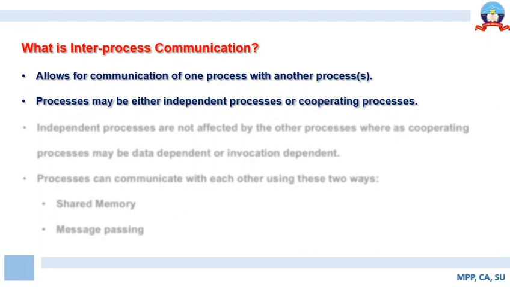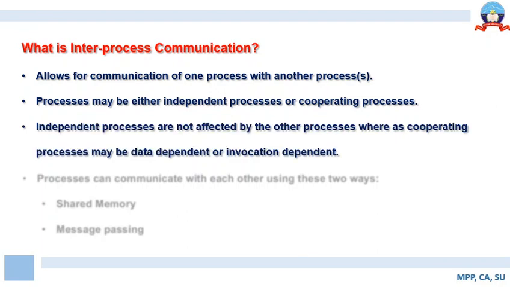So processes may be either independent or cooperating. Independent processes are not affected by other processes, whereas cooperating processes may be dependent on other processes, on data, or on invocation. So independent processes are not affected by other processes, whereas cooperating processes may be affected by others in terms of data dependency or invocation dependency.